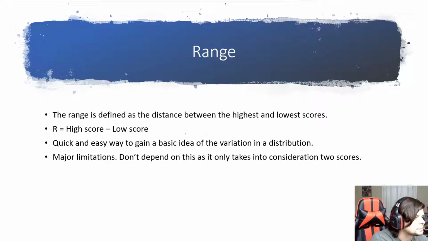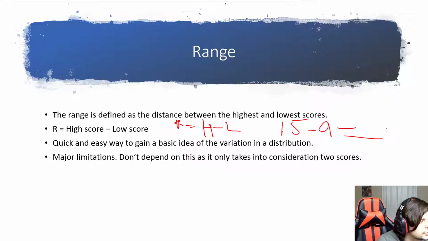So, we're going to get more formulas here. We're going to learn some more stats. Your range is your high score minus your low score. Easy enough. So let's say we have our high score of 15, for example, and our lowest score is 9. Our range is equal to, simple enough, 15 minus 9, which is 6.